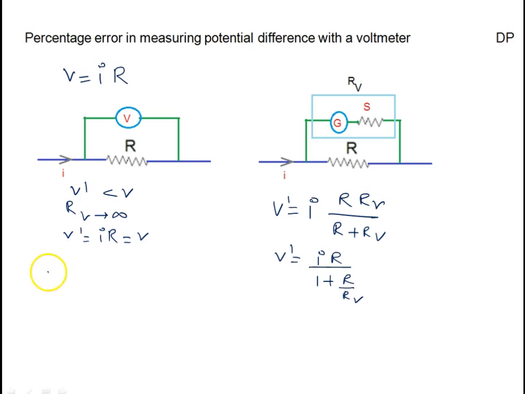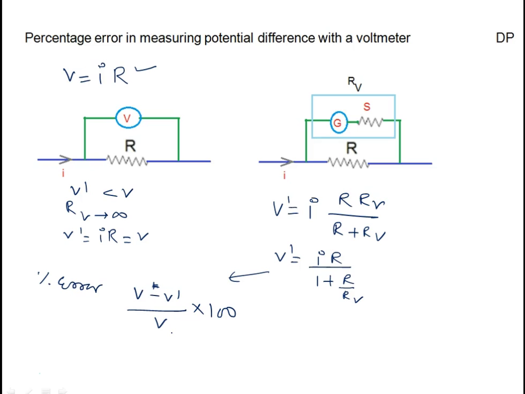So we have to calculate the percentage error. Again we will say V is greater than V dash. So we will say V minus V dash upon V into 100. Now what is the value of the V? That is IR. What is the V dash? IR upon 1 plus R upon RV. You put both the values in this equation, and finally you get the result that I am showing on the next slide.